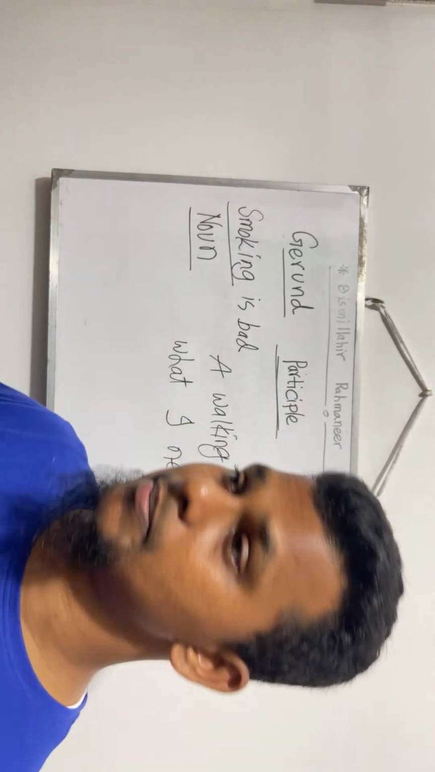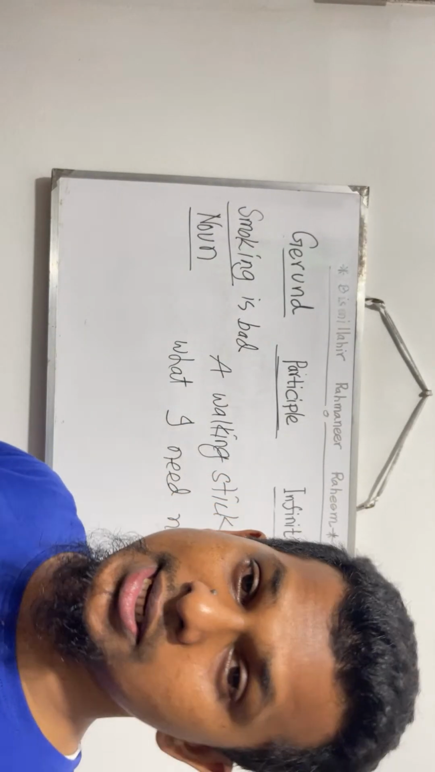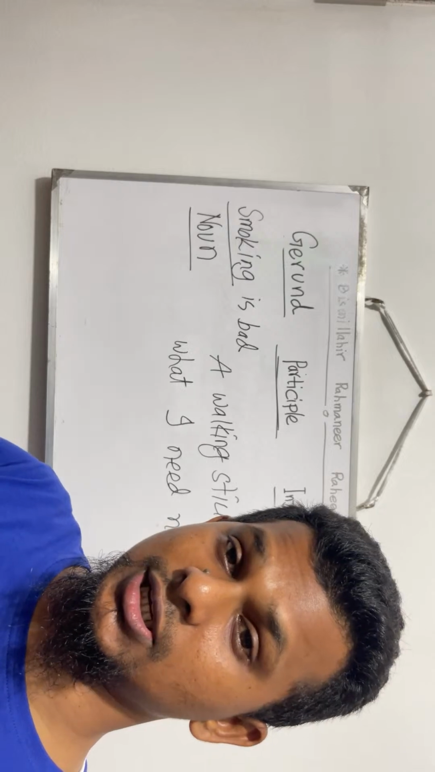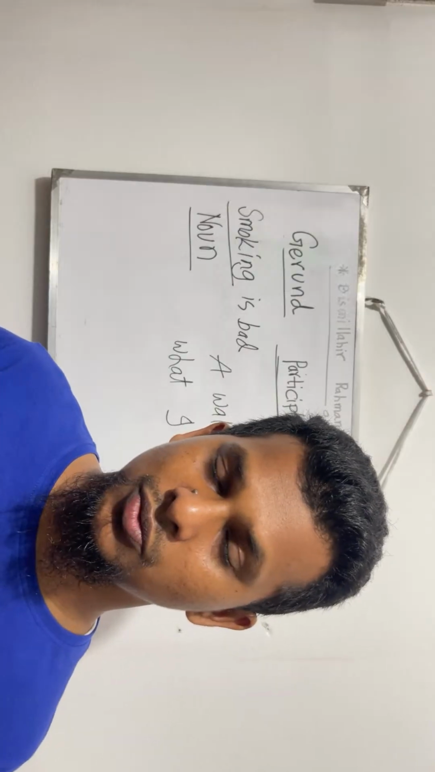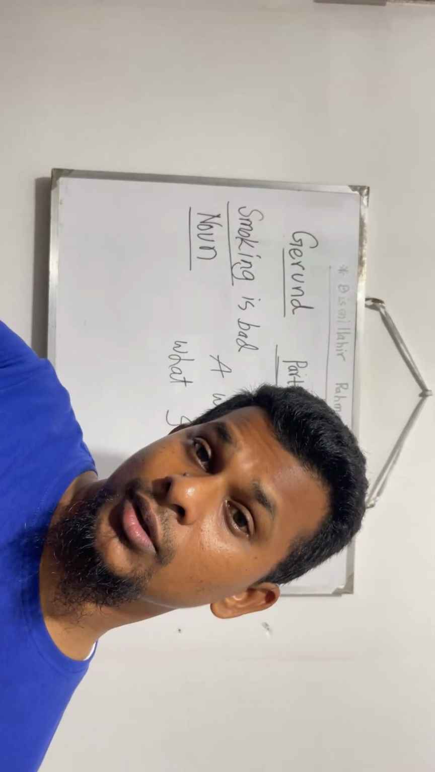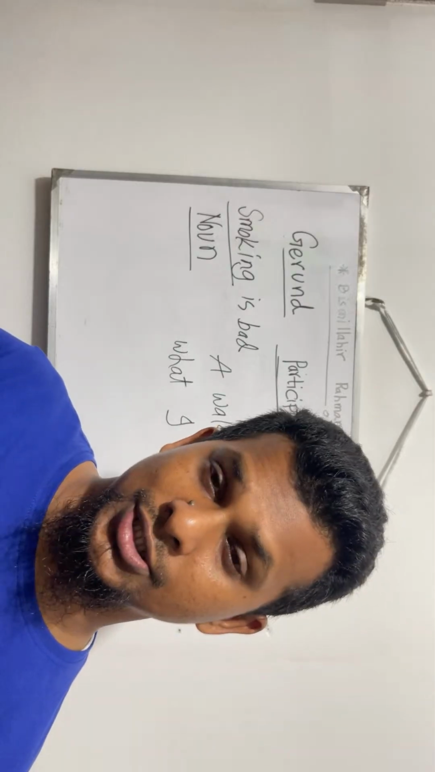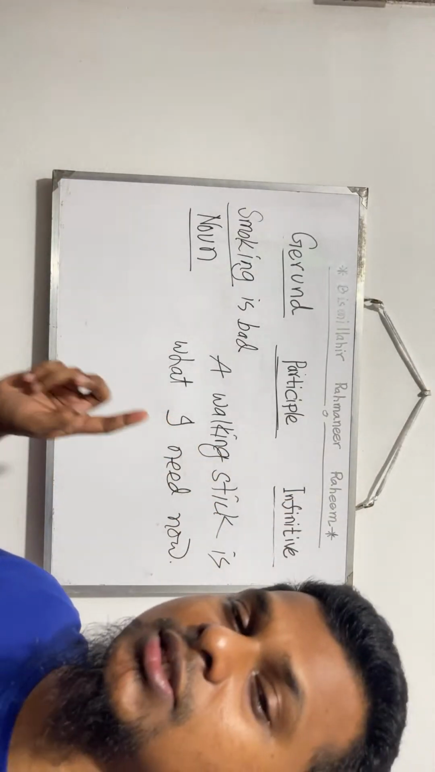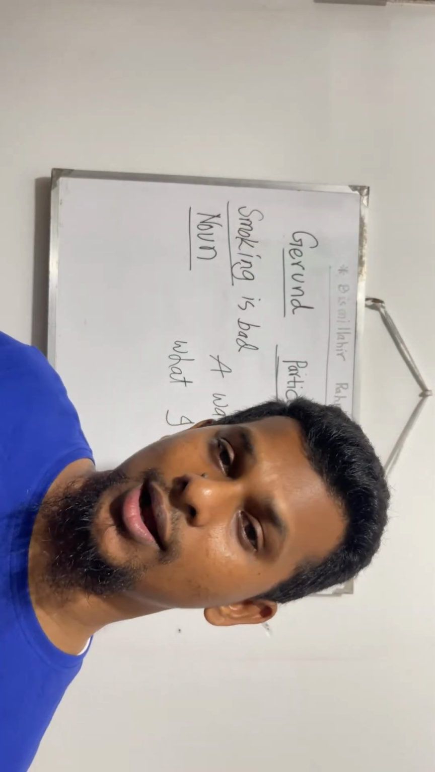But at the same time, participle: a walking stick is what I need now. A walking stick, a stick which helps a person to walk, or a stick which is used for walking. The condition or the uses of the stick is stated here in this sentence. So the stick is a walking stick by which a person walks.